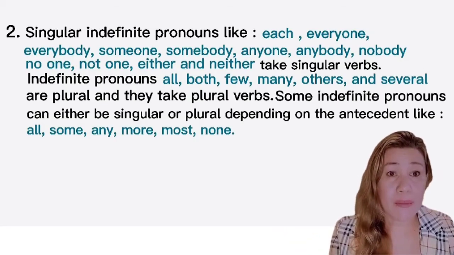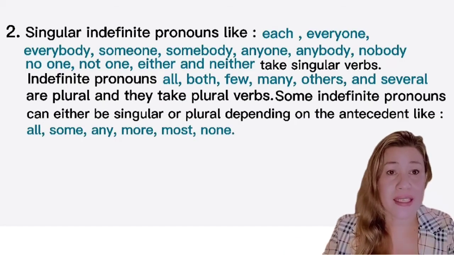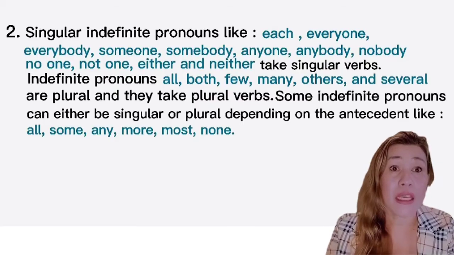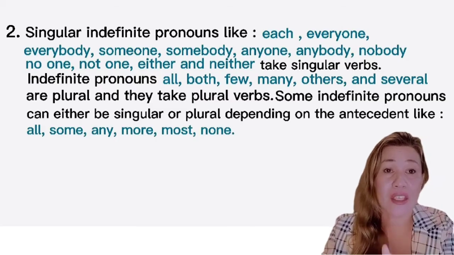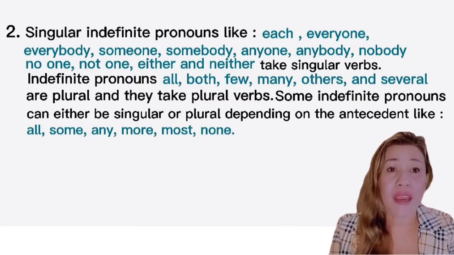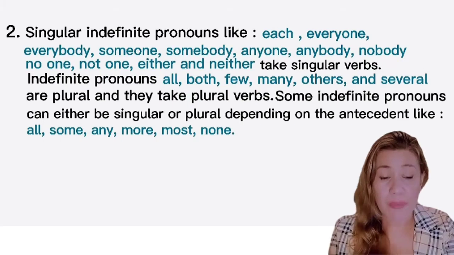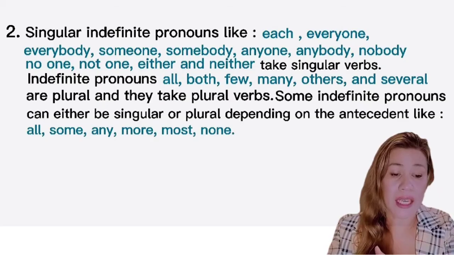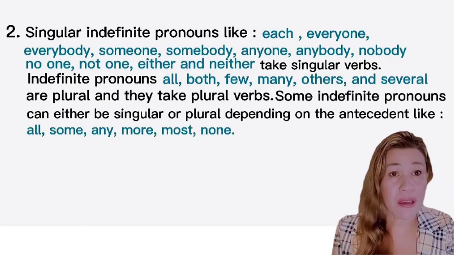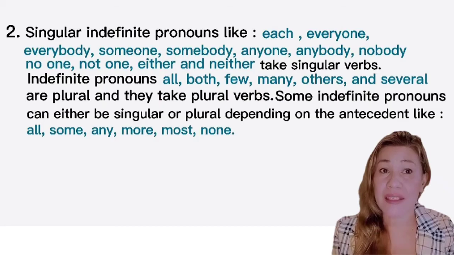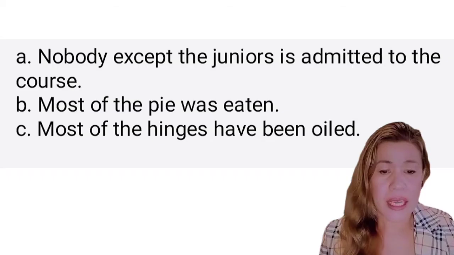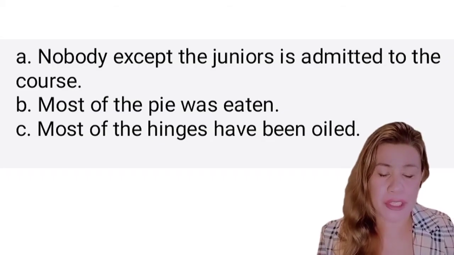When you see them as your subjects in your sentences, you have to be very cautious because they can be plural or they can also be singular, depending on their antecedents, or depending on the words that they refer to. If they are referring to singular antecedents, then they can be used singularly. If they are referring to plural antecedents, then they are used plurally. Let's take a look at the examples for rule number 2.